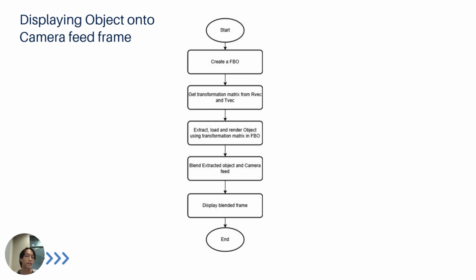Now for the flowchart of displaying the object onto the camera feed frame if the Aruco marker is detected. Firstly, it will create an FBO, or a frame buffer object. Then it will get the transformation matrix from the rotation vector and the translation vector. Then the program will try to extract, load, and render the object using the given transformation matrix within the frame buffer object. Lastly, it will try to blend the extracted object into the camera feed and then display that blended frame.